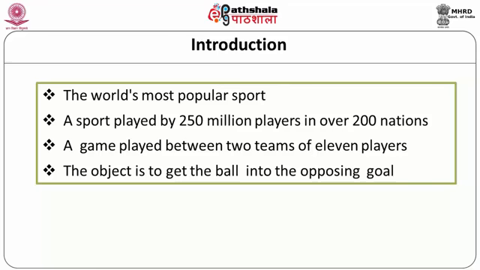First of all, the origin of football we are dividing into three periods: ancient period, medieval period, and modern period. Football is the most popular game in the world. Football is played in more than 200 countries. Football is a game played between two teams in which 11 players play for each team.